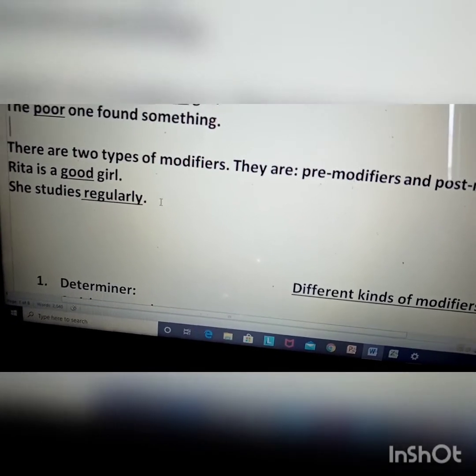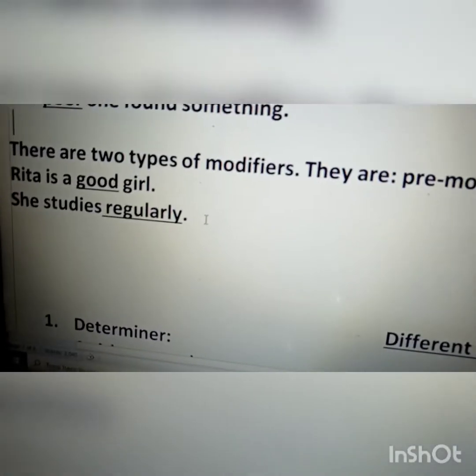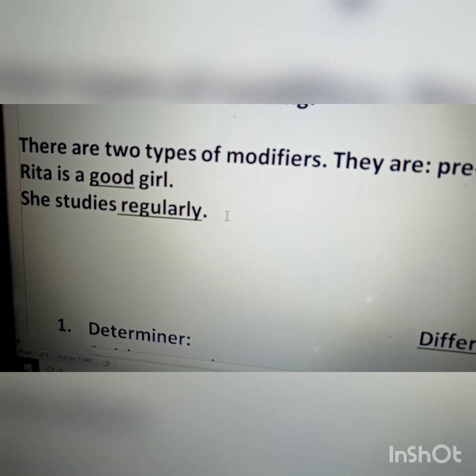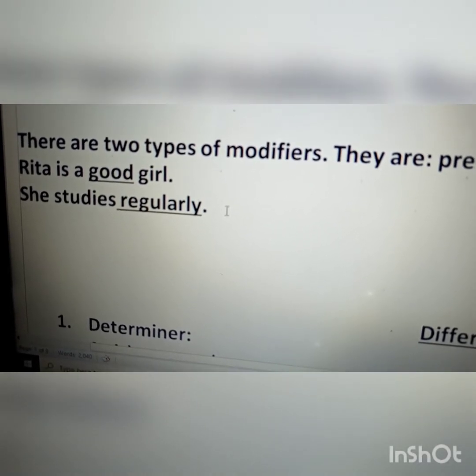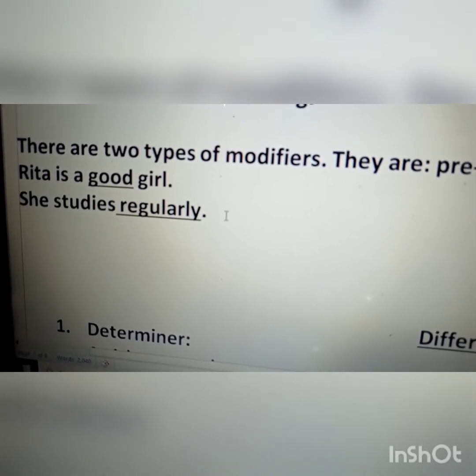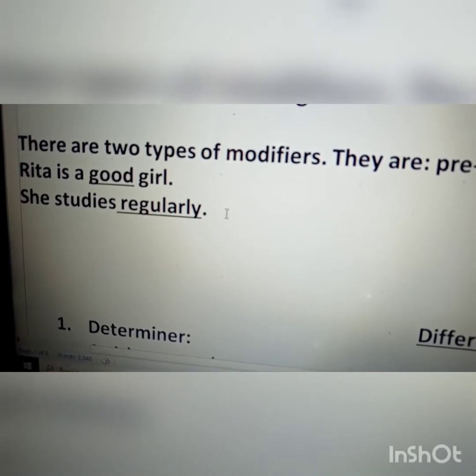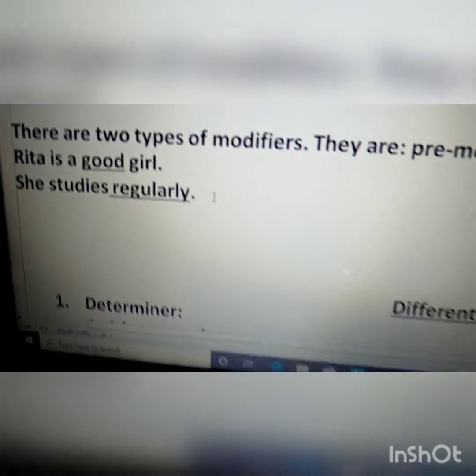Rita is a good girl. Here, good is a pre-modifier because it has been used before girl. She studies regularly. Regularly is the post-modifier because it has been used after studies.